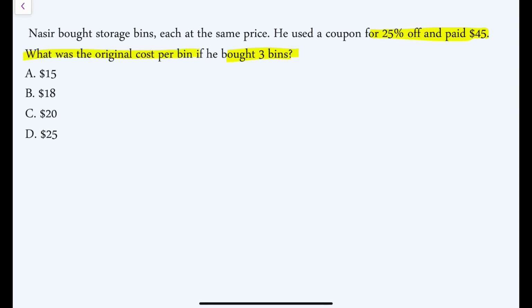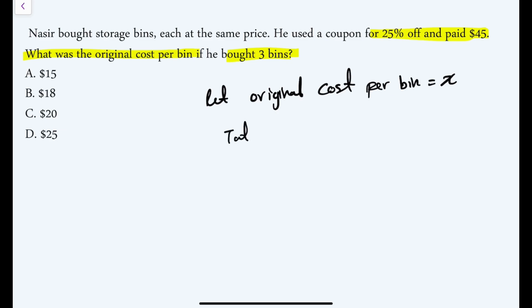Okay, cool. So, let original cost per bin be X. Then the total cost for the 3 bins is 3 times X, 3X. So 25% off means that you only paid 75% of the original cost. So if this is the total cost and we have a coupon for 25%, we only paid 75% of this. So we need to figure out what that is.